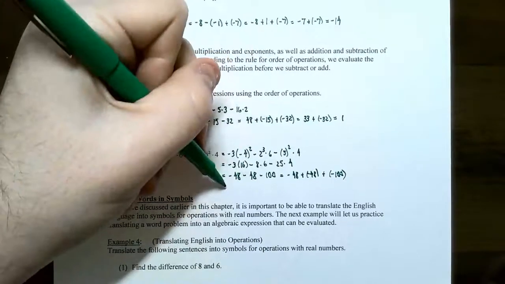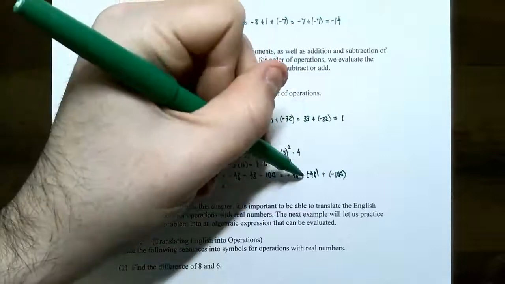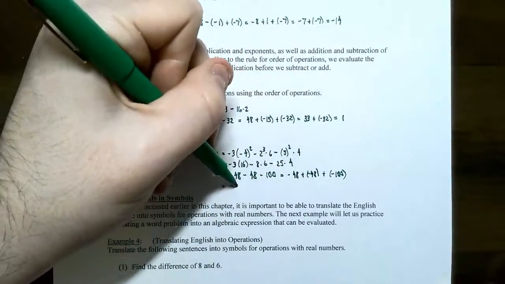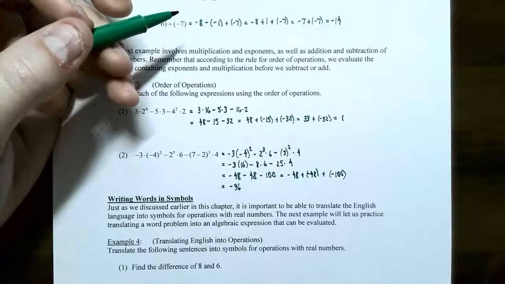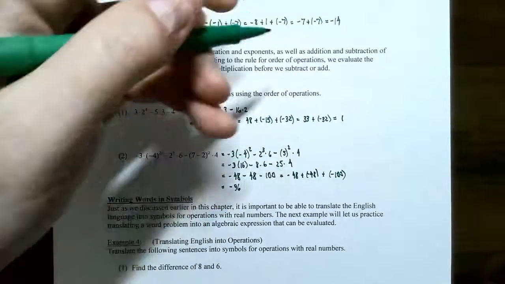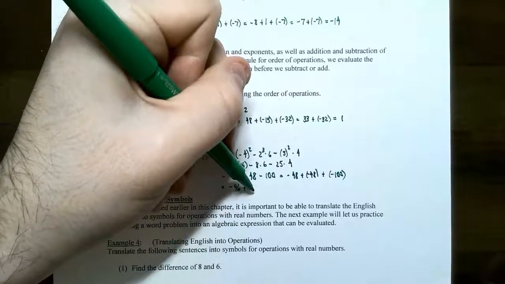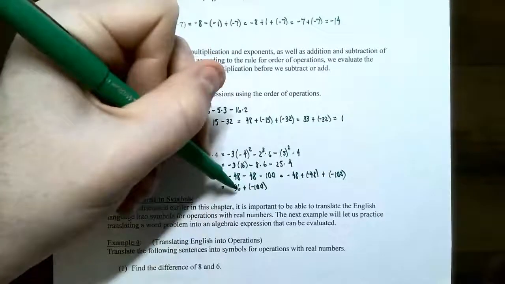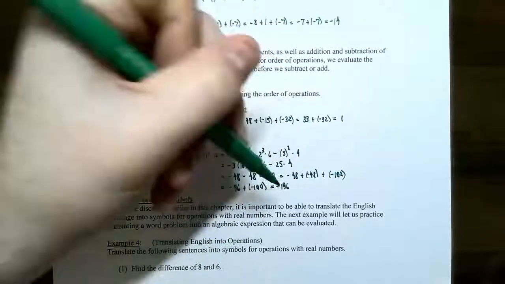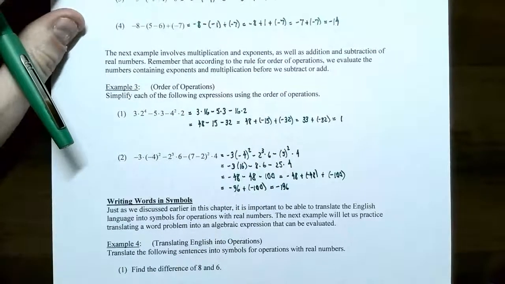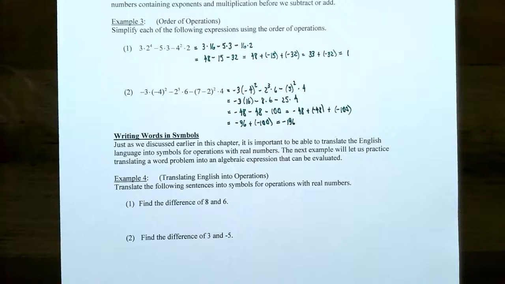That is negative 48 plus negative 48 is negative 96. They have the same sign, so add the numbers, 48 and 48 is 96, and keep the sign they have in common. And then plus negative 100. Again, same sign, add the numbers, keep the sign they have in common. So negative 196.